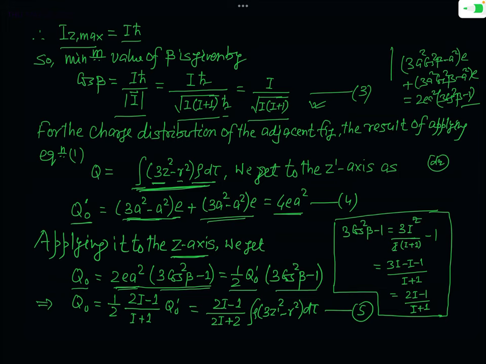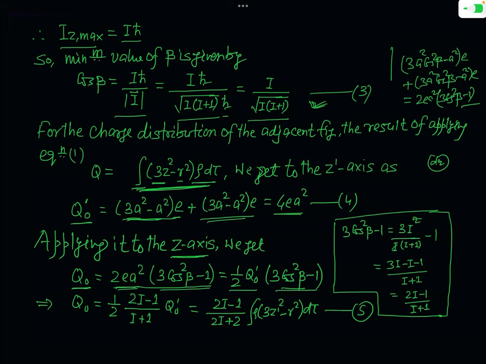Now one thing, first of all, I would like to clear here why I have called the calculation semi-classical. You can see this result for Q naught is purely a classical result, and if we now replace this cos square beta by the expression defined in equation 3, that equation 3 is actually a quantum mechanical equation. So some part of our calculation is classical and another part is quantum mechanical. So this is called semi-classical calculation.